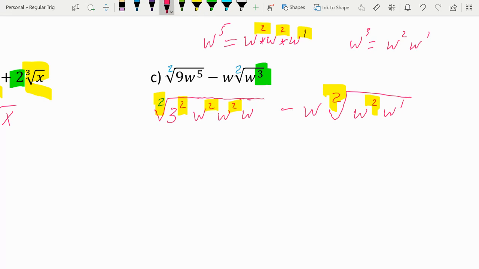Now, I hope I'm not overcomplicating this, but I'm just trying to get you to think through it. If I would have just asked you, what is the square root of 9? You guys would have rolled your eyes at me and said 3, right? Nothing difficult.